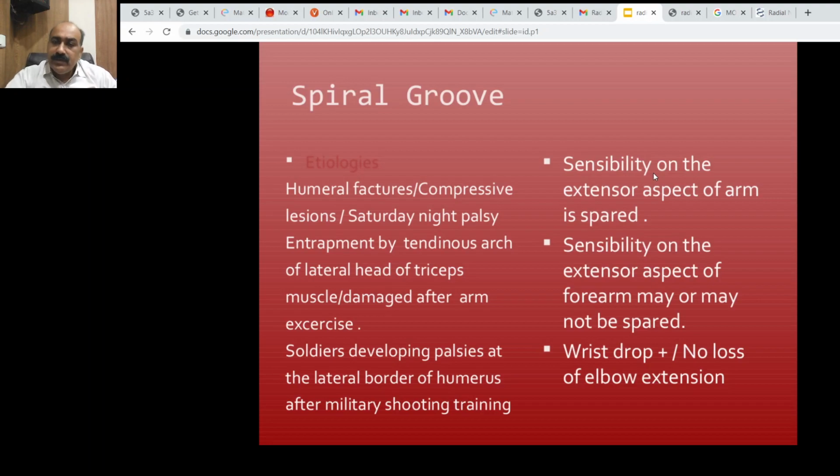Patient will have sensation on the extensor aspect of the arm as these are supplied at a higher level. Sensation on the extensor aspect of the forearm may or may not be spared. Patient will have wrist drop, but elbow extension will be spared as triceps is supplied at a higher level, which causes elbow extension.